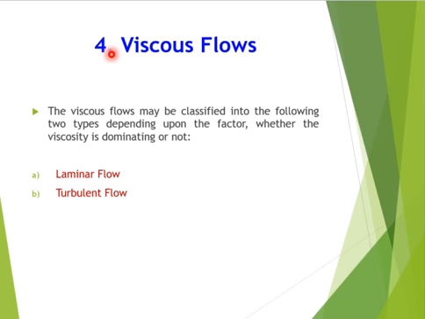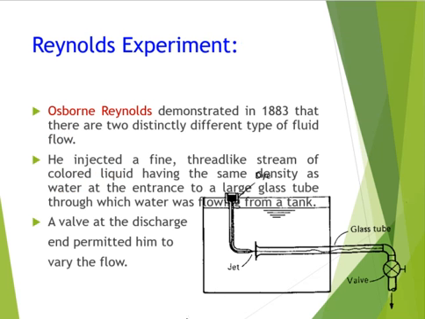Another flow characterization is according to viscosity. So what are viscous flows? Viscous flows may be classified into the following two types depending upon whether the viscosity is dominating or not: laminar flow and turbulent flow. Most of you may be familiar with the Reynolds number, or may have heard the name of the scientist Osborne Reynolds. He demonstrated an experiment to distinguish these two types of flow. Let's have a look at his experiment.